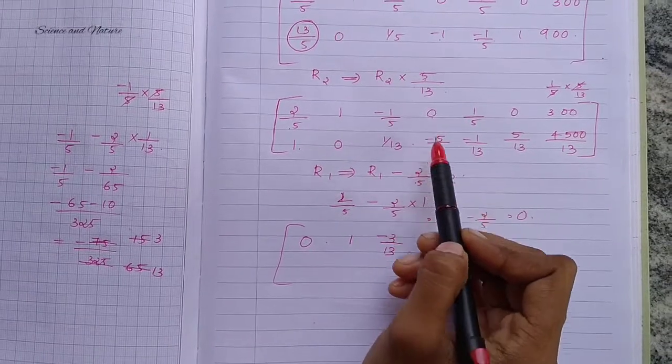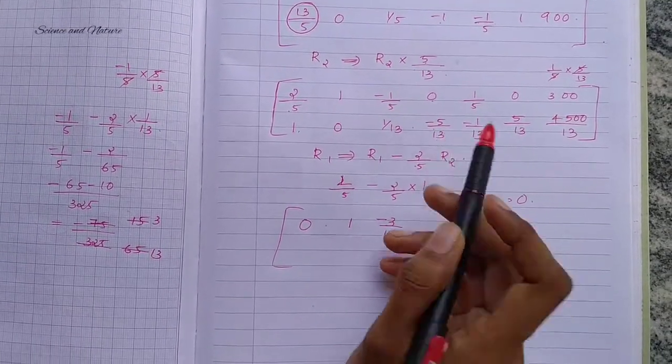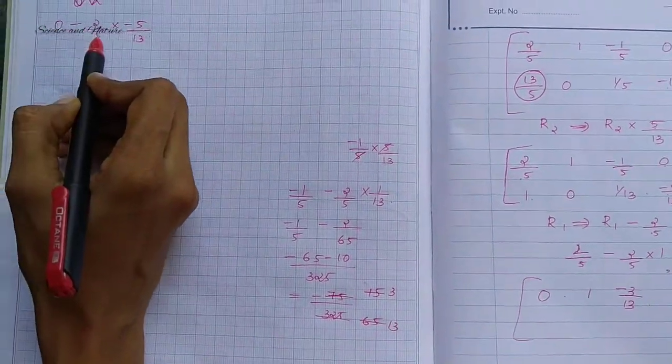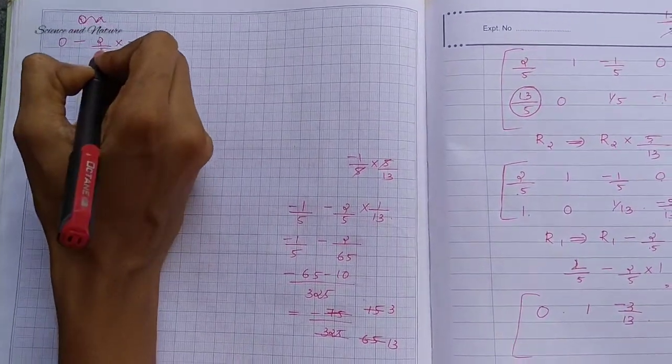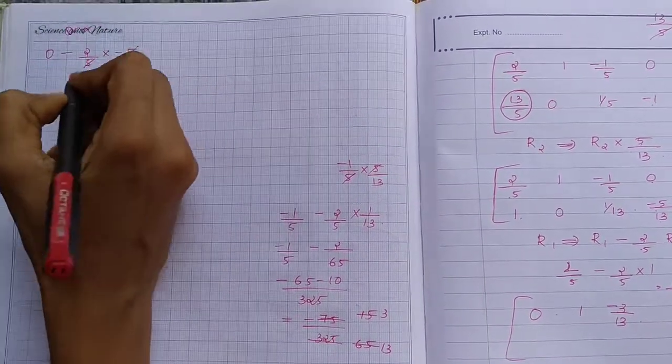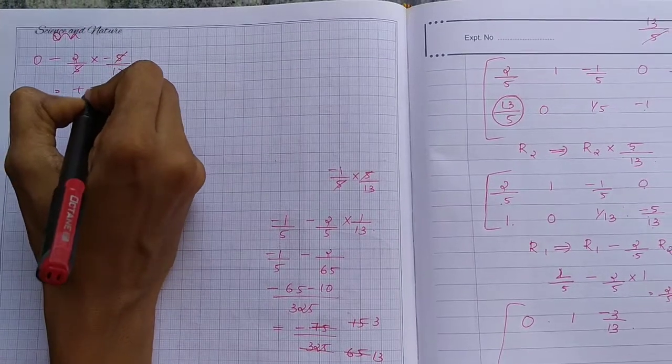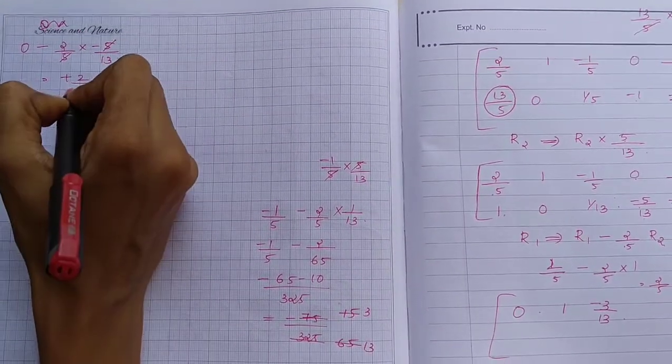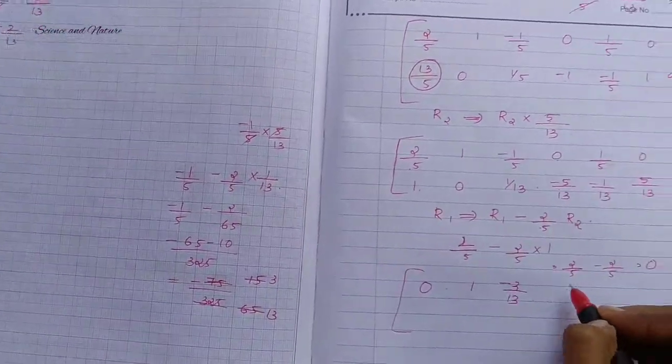Next is 0 minus 2 by 5 into minus 5 by 13. We can cut it 5 and 5. That is plus 2 by 13. Minus into minus plus. That is plus 2 by 13.